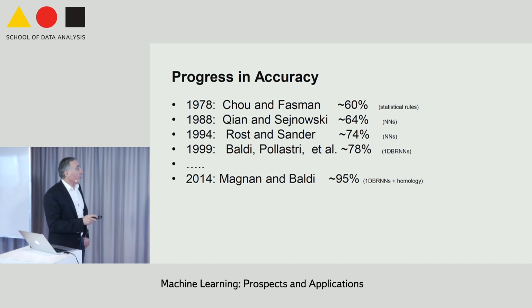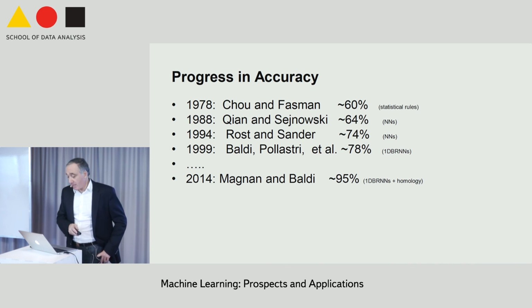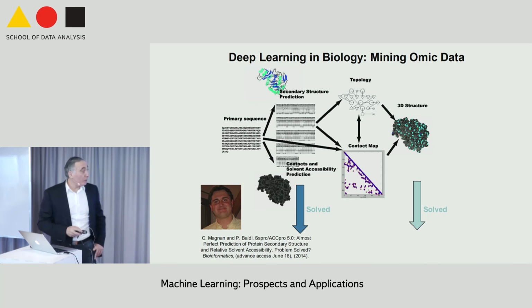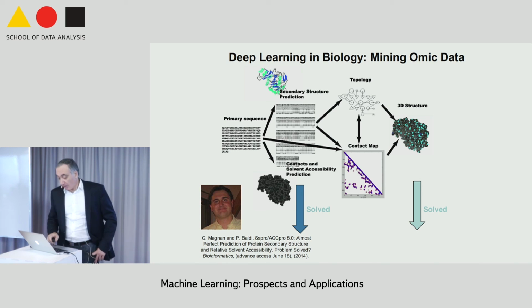And this is the performance over the past 30 or 40 years. It started at 60% with Chou and Fasman, etc., and progressed. When we introduced these recurrent networks in the 90s, we got it up to 78%. And the latest result we've published, we're now 95% correct. And I consider this pretty much solved because you cannot go to 100% for many reasons that I have no time to go into. The big problem now is, how do you predict contact maps? And that's the fundamental problem that is currently not solved.